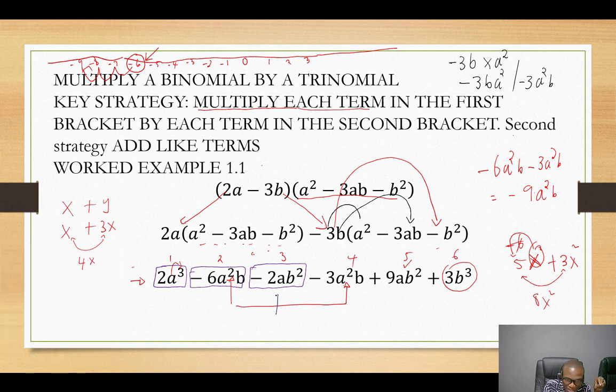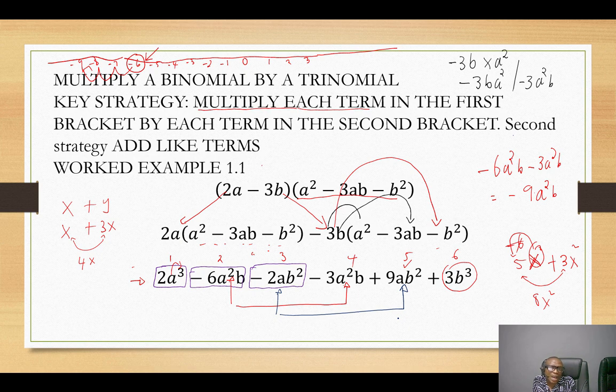Now, the third term and the fifth term, they are also like terms. Hopefully you can see that. The third term and the fifth term, they are like terms. They look alike. If you look at them, they look alike. You have got ab squared. It's ab squared minus 2 ab squared plus 9 ab squared.